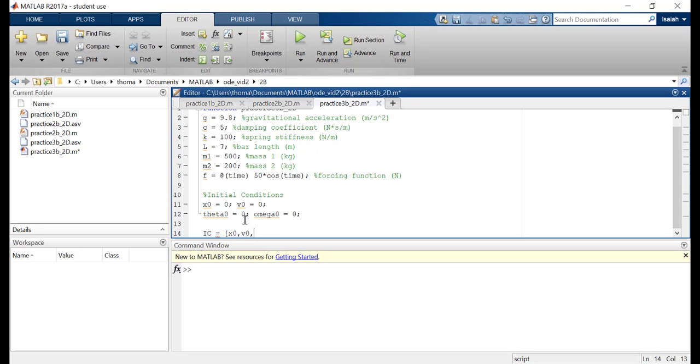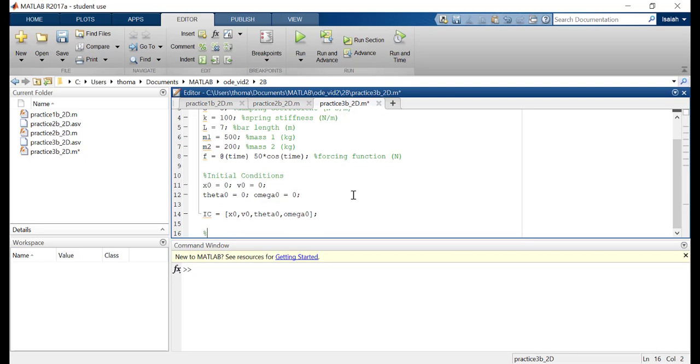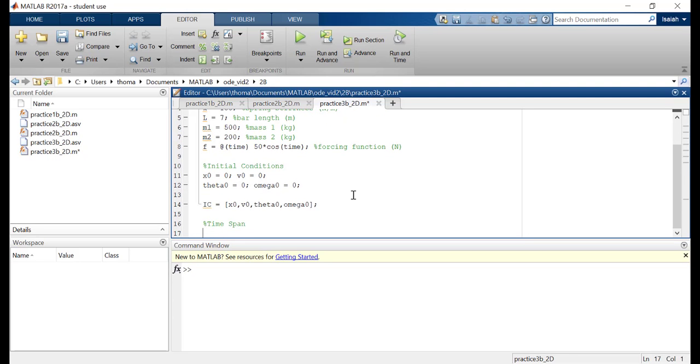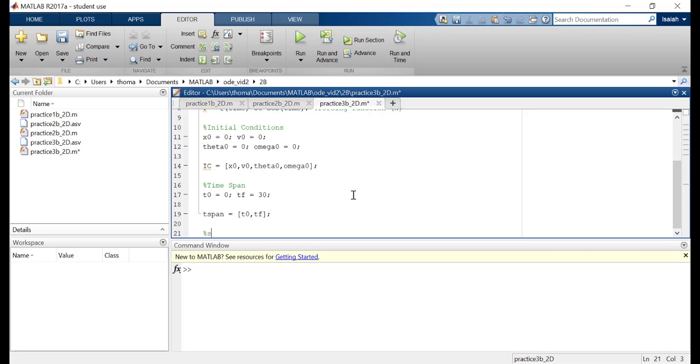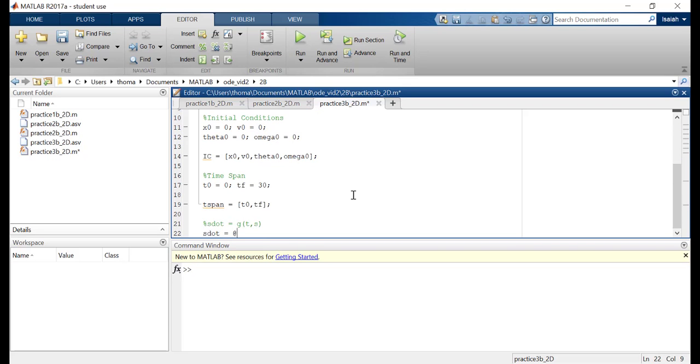And here are our initial conditions, here's our initial conditions vector. You could declare this stuff a different way. I just like to have it this way for nice order. Initial time will be 0 seconds, final time I'll make 30 seconds, and the time span is obviously the initial time and the final time. And then I'll need to declare s dot as some general function of time and my state variables. So let's do that. As I said, I'm using a function handle.